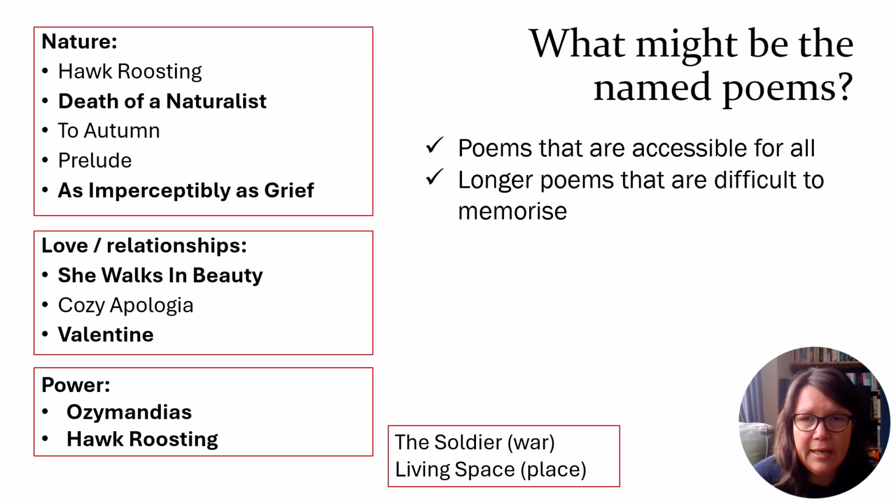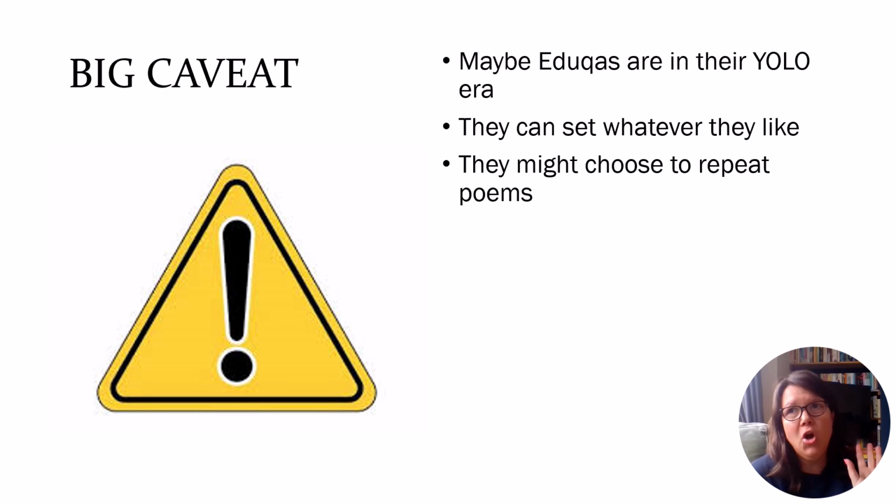So I've highlighted here a handful of ones that I think it might be worth thinking about revising in detail, ready for your analysis 15-mark question. But there is a giant caveat here. Because Eduqas are bringing in a new anthology, they can do whatever they like. They can reset poems that they've already used if they want to. They can choose something from the left field and set Living Space or Cozy Apologia, and we can't argue with that, because they've told us they can set any of them. So by all means, do not think that this is a free pass to only look at a handful of poems.